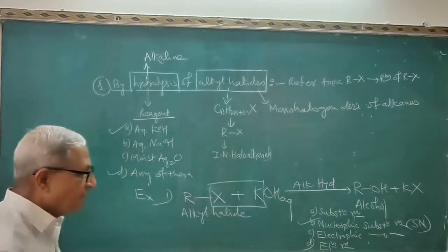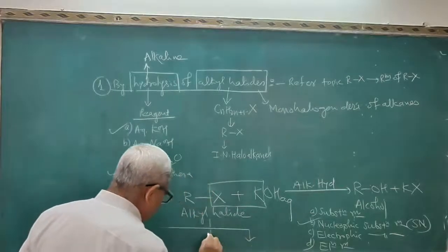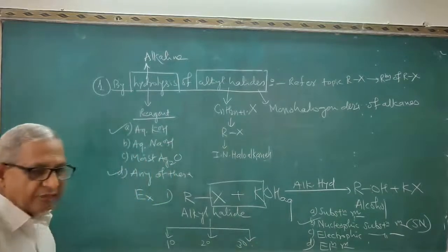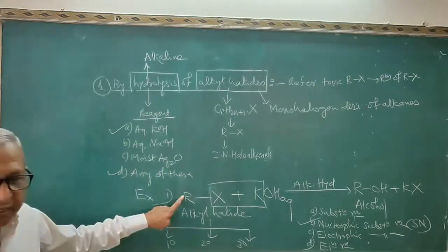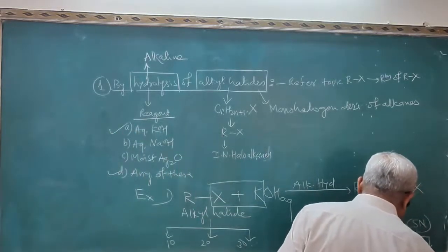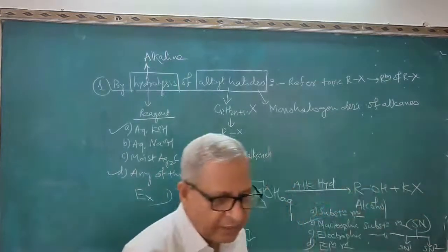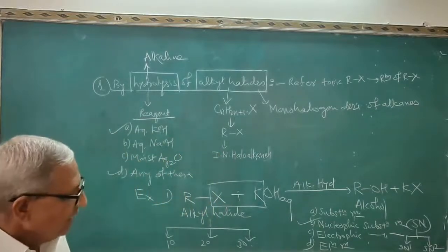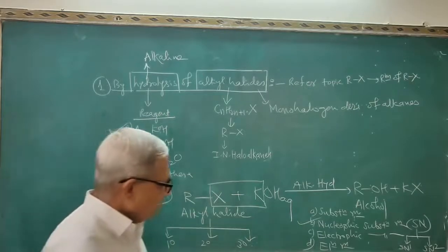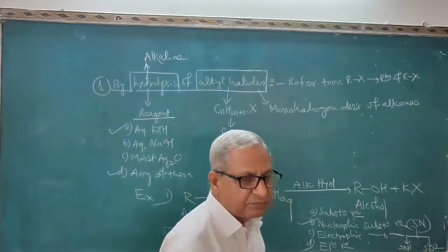Now come to the detailed examples here. RX are of three types. You know the classification of alkyl halides: primary, secondary and tertiary. You learned the SN reaction. SN reactions are of two types: one is the SN1 reaction and the second is the SN2 reaction. You learn in detail in the topic alkyl halides. Now I will say when the alkyl halide is primary, the hydrolysis will take place according to the SN1 or SN2 reaction.